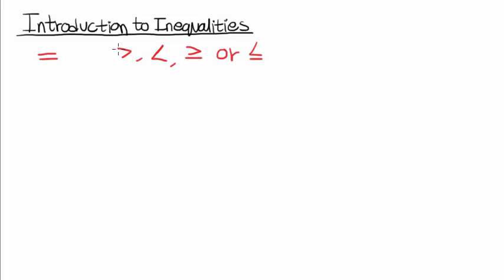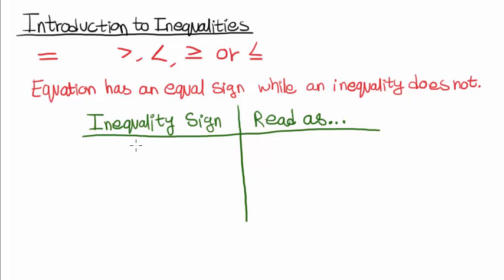Now I'm going to rewrite these symbols over here, and right next to them I'm going to write down how to read them, and then we'll do a few examples. So if you encounter this inequality sign over here, where the open mouth is pointed to the left, this is read as is greater than.